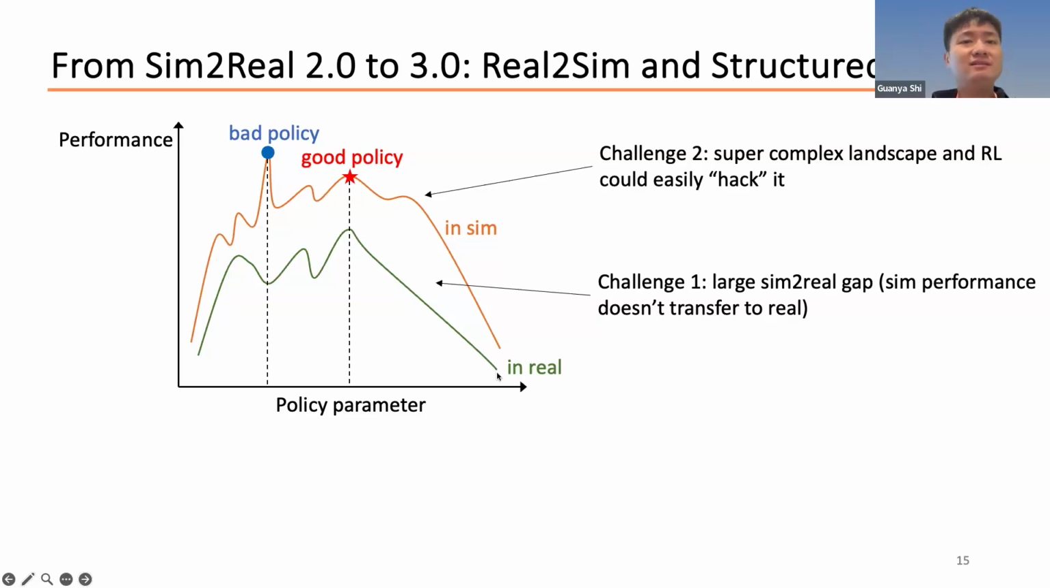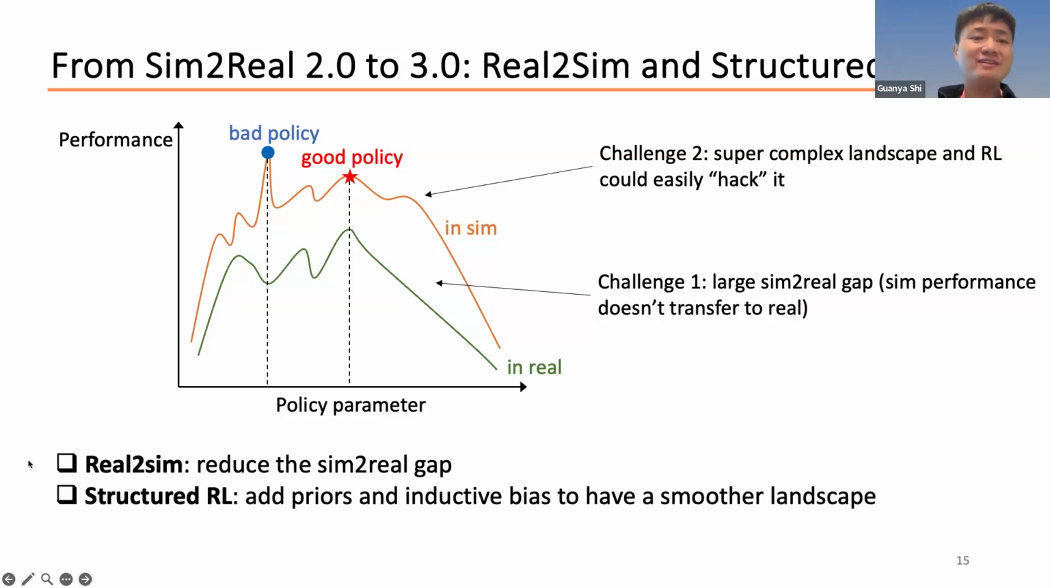So how do we solve this? One answer is you can have a human in the loop, right? You can have a graduate student in the loop to keep tuning. But I'm going to offer different solutions. I call it Sim2Real 3.0, right? One idea is we can do real to sim, to reduce the Sim2Real gap. Another idea is structured reinforcement learning. We can add priors and inductive bias to have a smoother landscape.